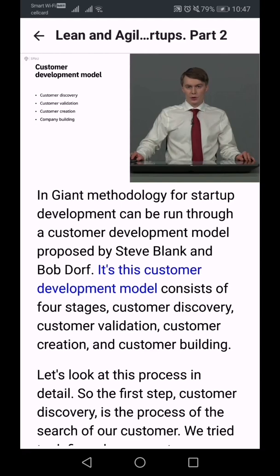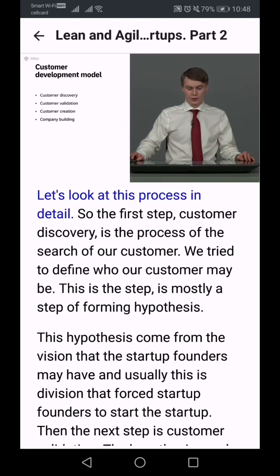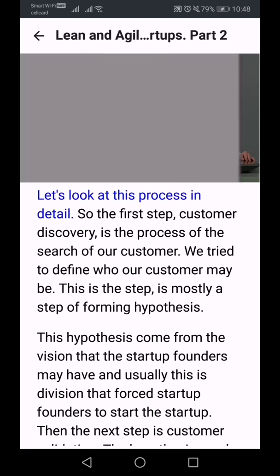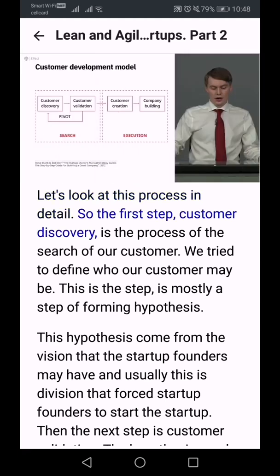This customer development model consists of 4 stages: customer discovery, customer validation, customer creation, and customer building. Let's look at this process in detail. So the first step, customer discovery, is the process of the search of our customer. We try to define who our customer may be.